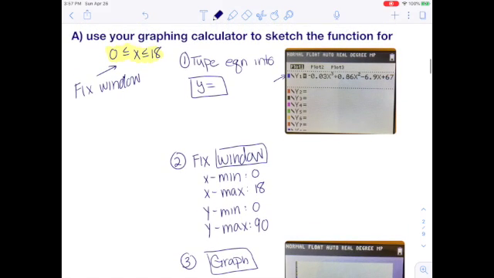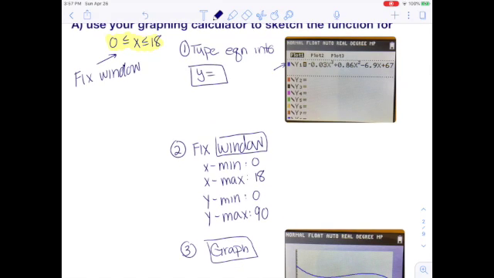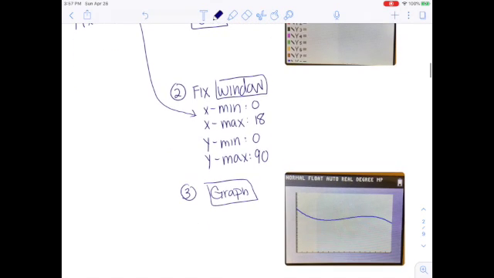Make sure you use the little caret button to get to the third power. And once you have everything in there, you need to fix your window. That's your viewing window for the function. So if you just go and hit the graph button, you might not even see all of your graph. All right, so for this problem, they told me to fix my window for my x values. So my x minimum would be the lowest number, 0, and what x max is all the way over to 18. So that's going to change your x-axis from 0 to 18.